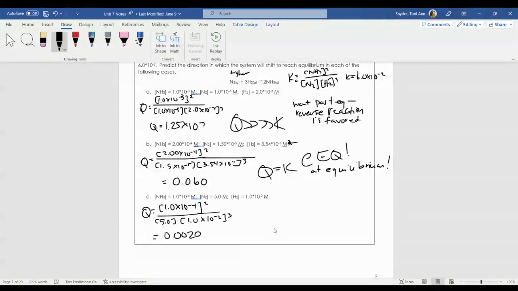0.0020. In this case, Q is too small. Q is less than K. So in this case, I have to try to increase my amount of products right here. I don't have enough products in this particular example. My concentration is too low. If this concentration is too low, that means that Q is too low, which is exactly what we're seeing here. So in this case, this is not at equilibrium. In fact, the forward reaction is favored.